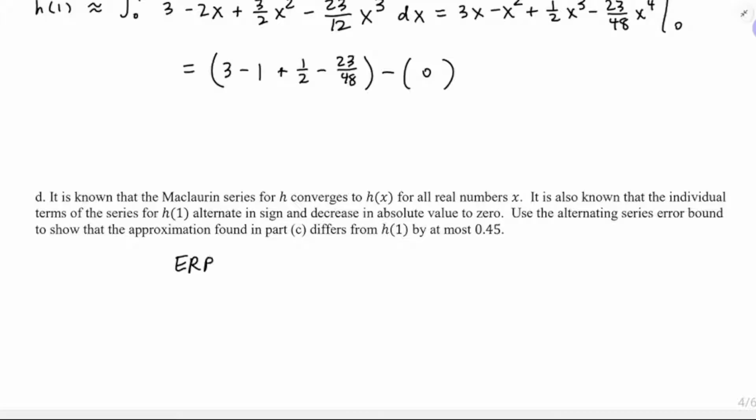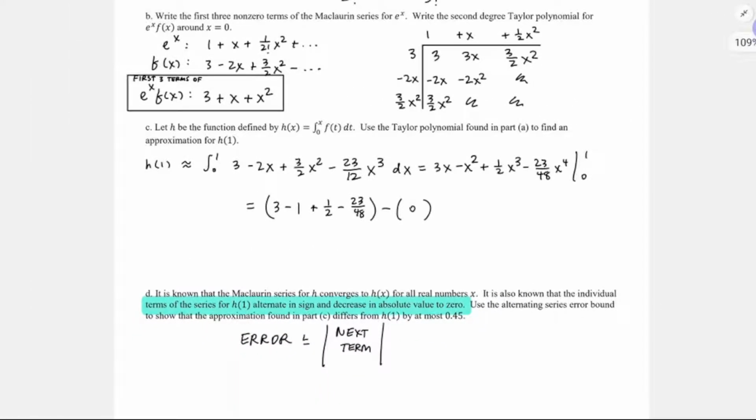They used the words alternating series error bound, so that's polite of them. They also gave us that clue that individual terms of the series alternate in sign and decrease in absolute value to 0, and that's also a giveaway that you're going to be using the alternating series test and probably the alternating series error bound. So the error is no more than the absolute value of the next term. Okay, now the next term was going to be, let's think about that.